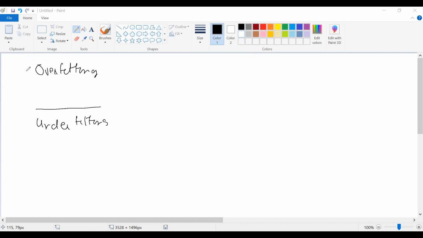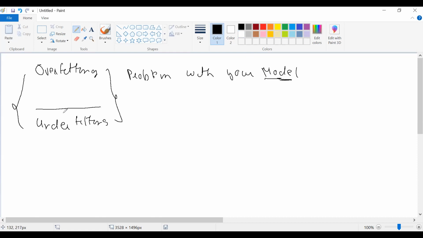So basically, whether it is overfitting or underfitting, they both are the problem with your model. Underfitting is a simple problem, you will quickly come to it. Overfitting is a problem which is hard to identify. Model overfit हो जाता है, पता नहीं चलता, और बाद में प्रॉब्लम देता है. Okay, so both of them are problems in your model. But we will see both of them, overfitting and underfitting.